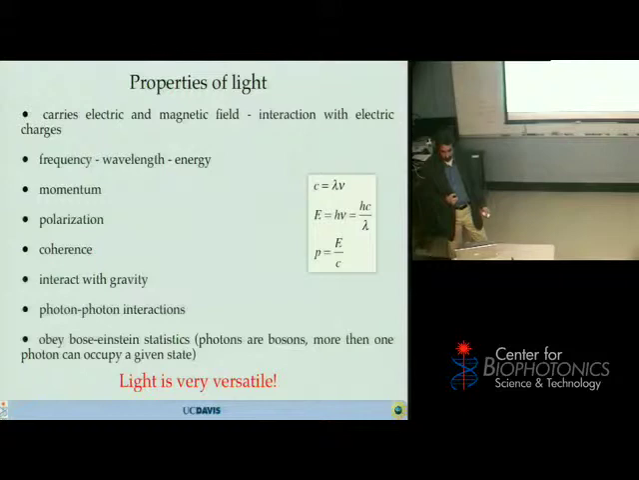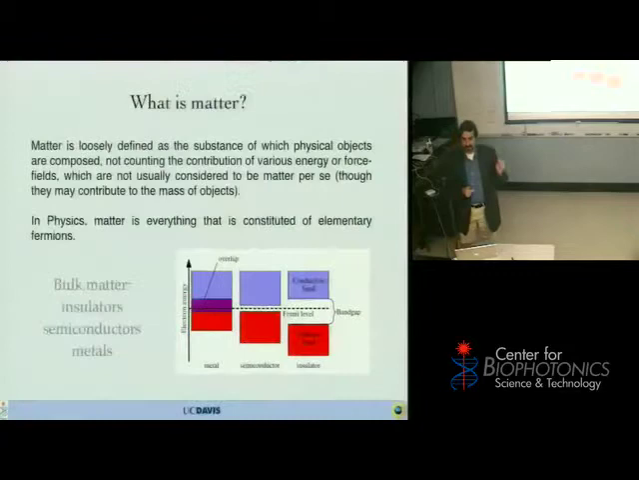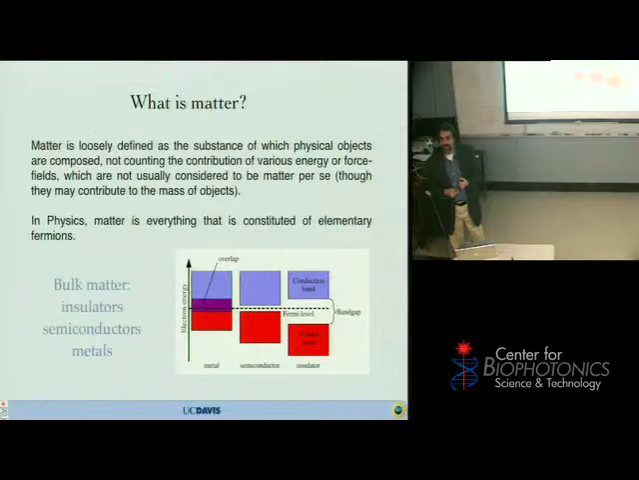Okay, so light is very versatile. It has many properties. We can use each of these properties to develop instrumentation that would allow us to look at various components. But now, what is matter? Loosely, what we understand as matter is physical objects and the substance they are made of, without the energy that is keeping everything together. However, hardcore physics defines matter as the fermions, basically. Everything is constituted of elementary fermions.